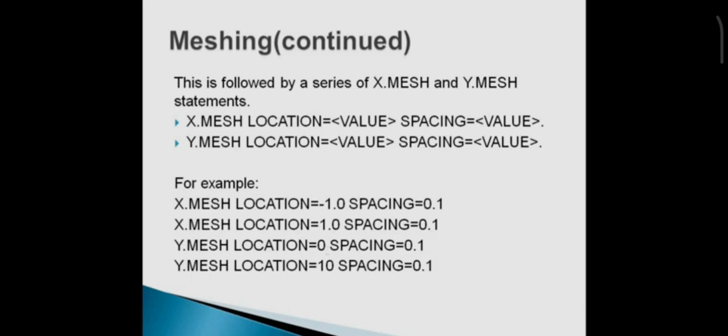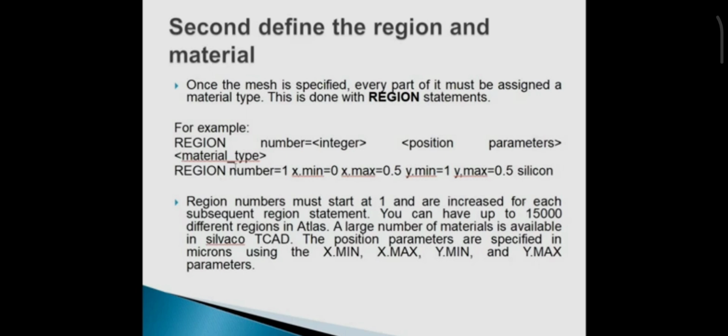Next slide. Once the mesh is specified, every part of it must be assigned a material type. This is done with the region statement. For example, region number, integer, material type, and the position parameter. In this example, region number is 1. The position parameter is specified by x.min, x.max, y.min, and y.max. And the material type is silicon in this example.